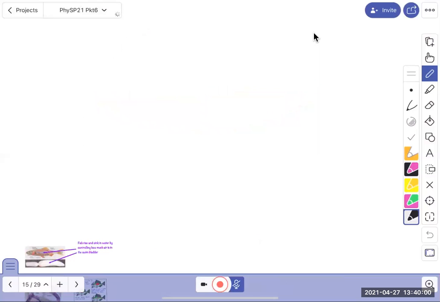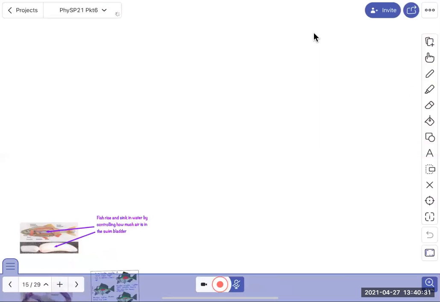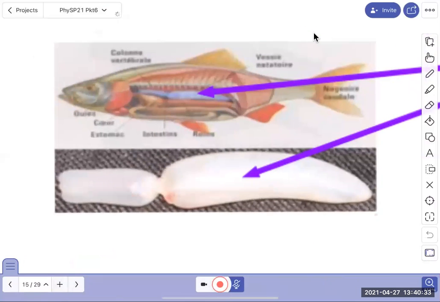Okay. And then the last thing let's talk about is fish. How do fish rise? I could see a submarine has ballast tanks, but how does a fish, like a goldfish, go up and down in your aquarium? Any fishermen out there? No? Okay, well, the answer is a fish has what's called a swim bladder.